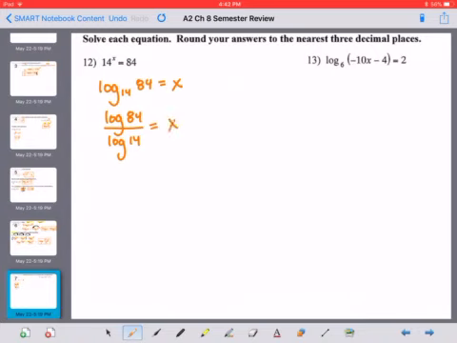Just plug that into a calculator. Make sure you got parentheses around those numbers, and you should end up with about 1.679 for your answer.